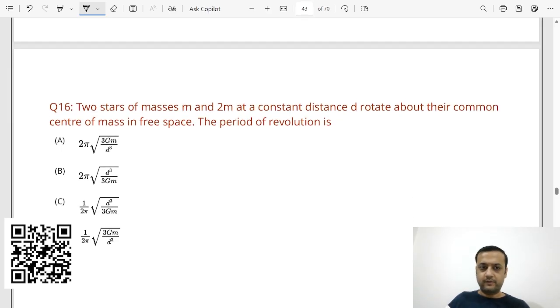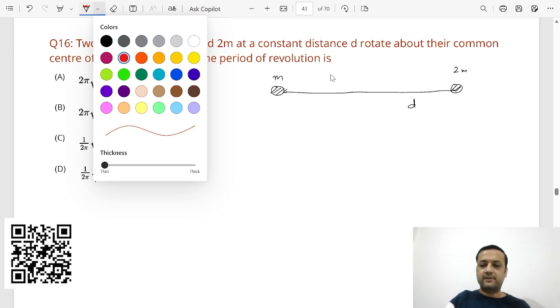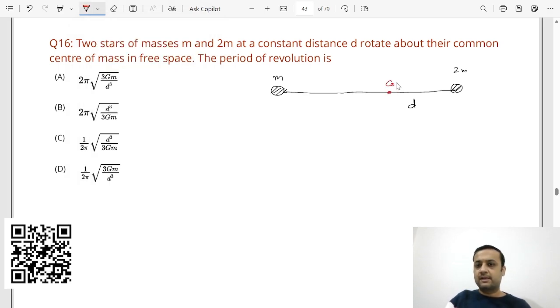Now if you look over here, two stars of mass m and 2m are at a constant distance d. So let's say this is the star of mass m and this is the star of mass 2m. And the distance between them is d. Now somewhere over here will be the common center of mass, and we know that the whole system will revolve about the common center of mass. We have to find the period of revolution.